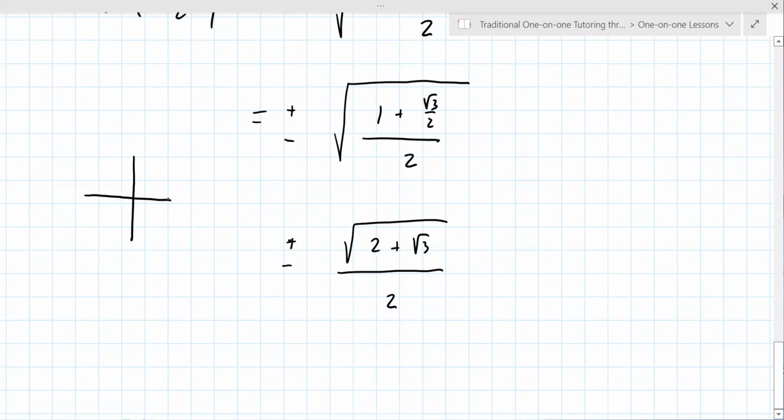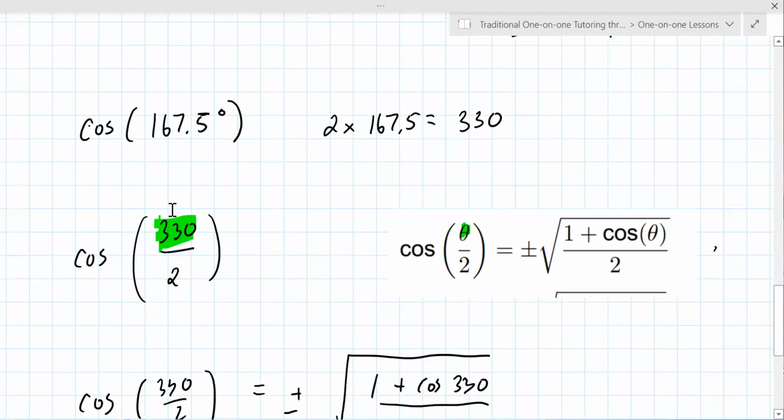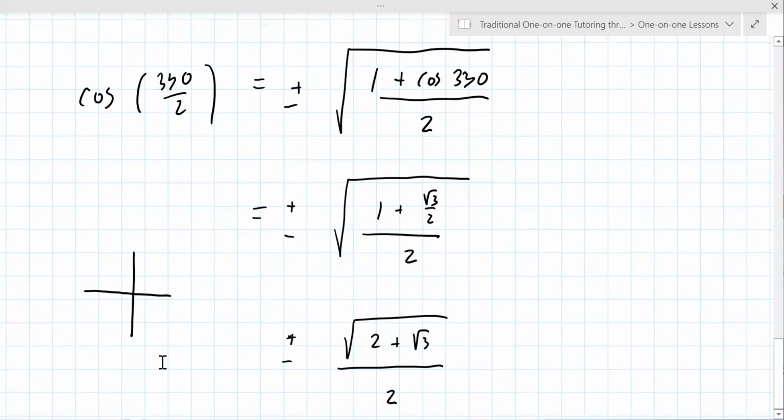Now, you got to figure out which quadrant you're in. You go back to the original angle. You don't go to the 330. You go back to your original. Which quadrant is 167.5 in? Quadrant 2. So in quadrant 2, all students take calculus except Paige, right?